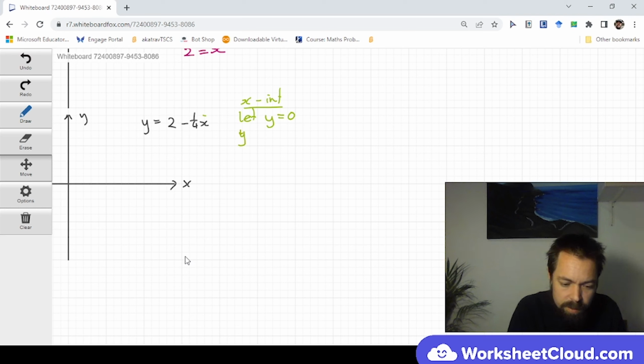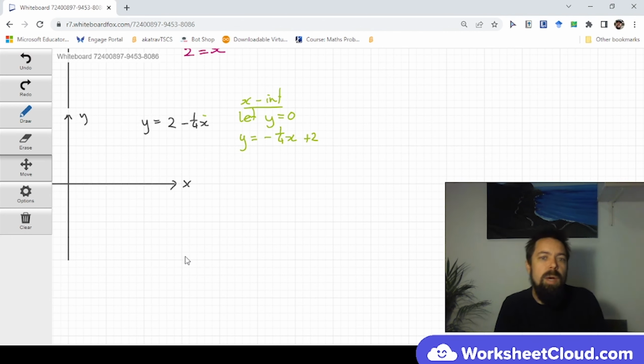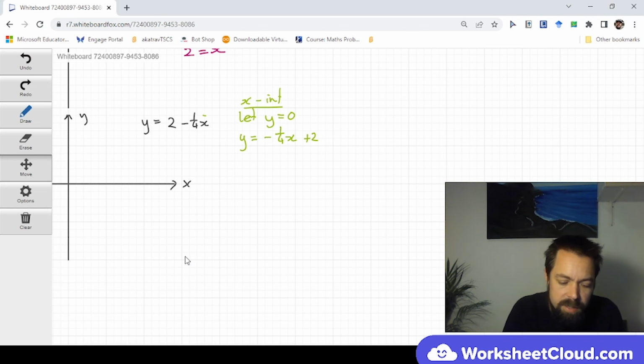Okay, now I'm going to rewrite this formula in the order that we've used before. So minus a quarter x plus 2. So I've simply changed those two terms around, and that's because I want it to be in the same order, but it will still spit out the right answer whether or not you change it. So naught equals minus a quarter x plus 2.